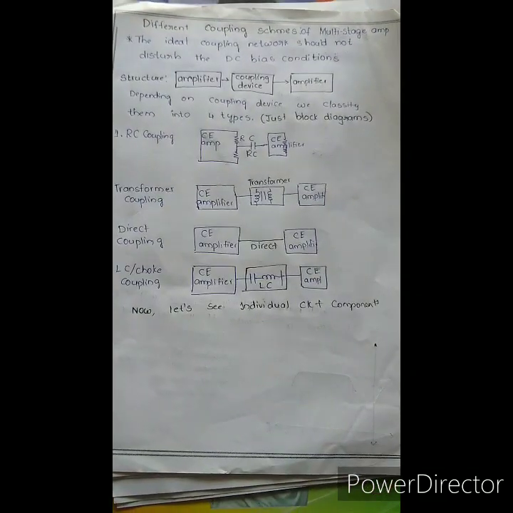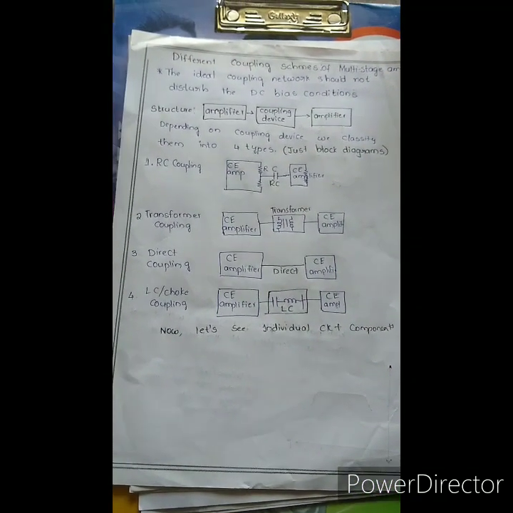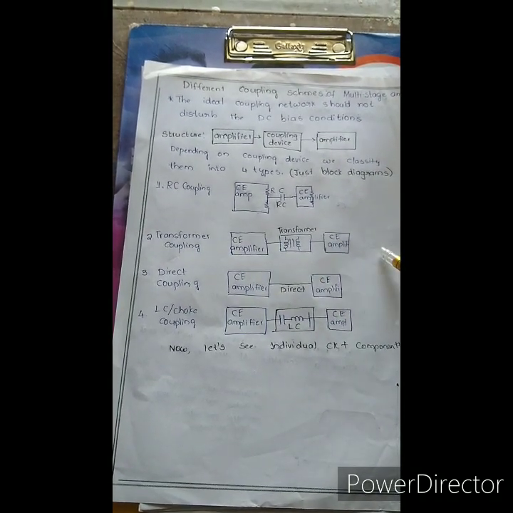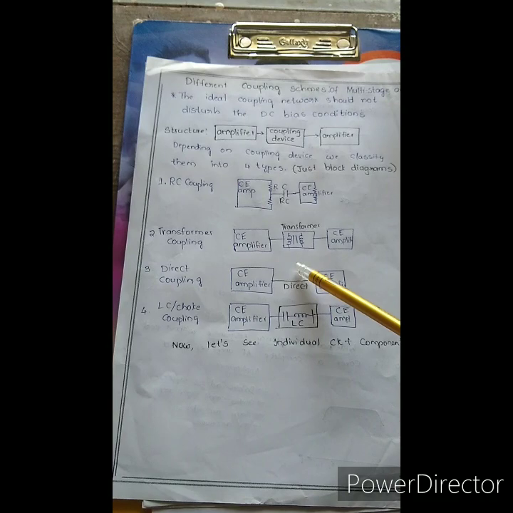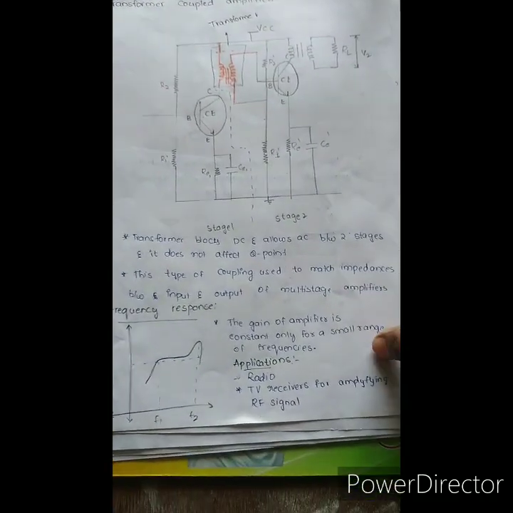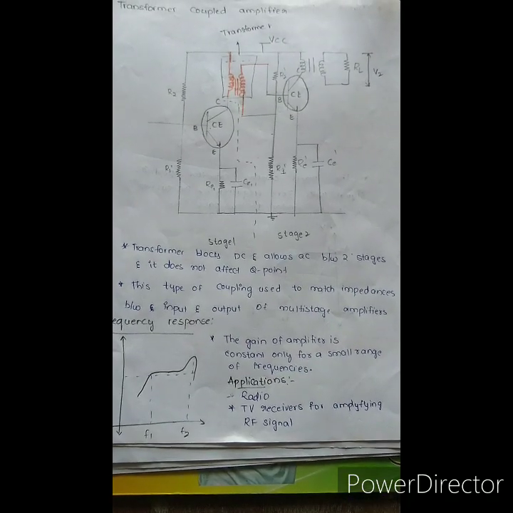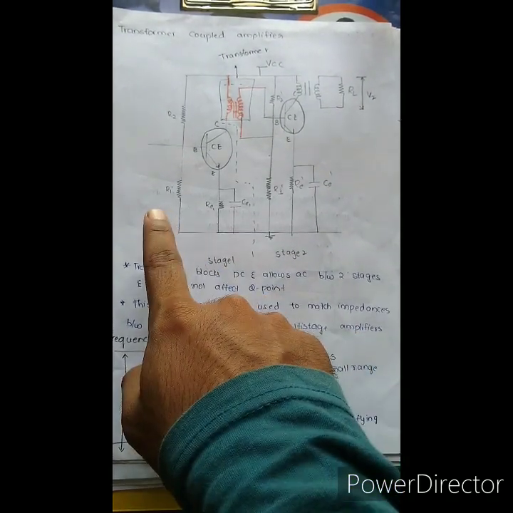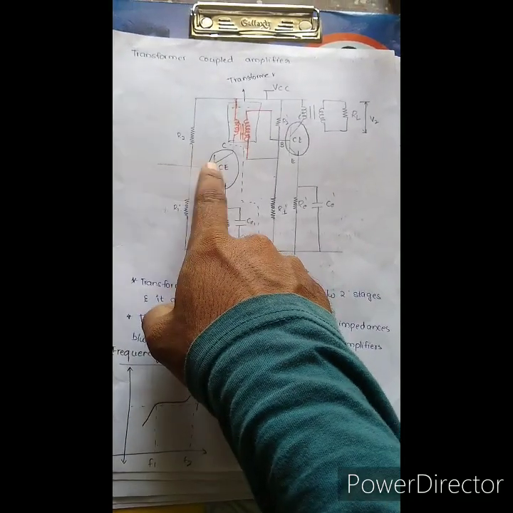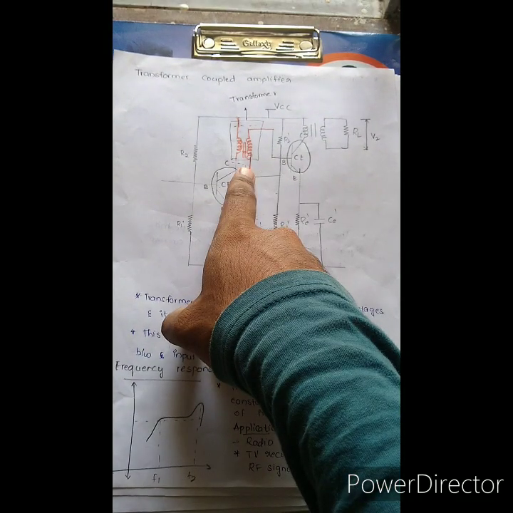Next part is transformer coupling, friends. In this, a CE amplifier and another CE amplifier are connected along with a transformer as the coupling device, friends. This is the circuit diagram of the transformer coupled amplifier. A CE amplifier is connected to another CE amplifier. The CE amplifier output is a transformer, friends.